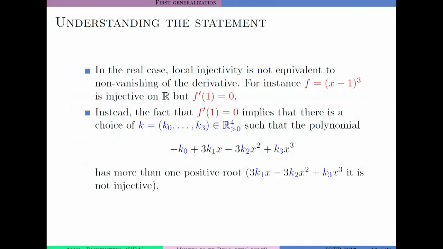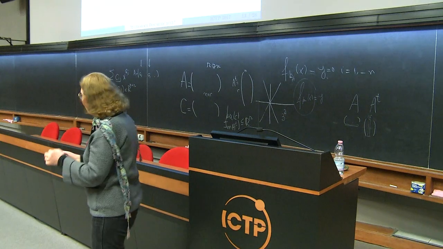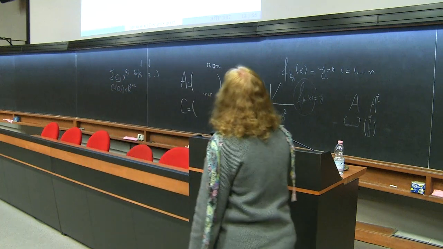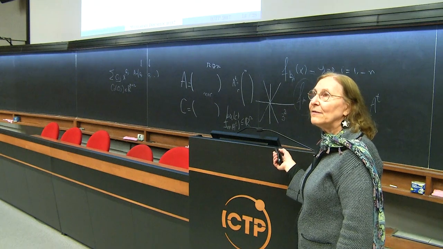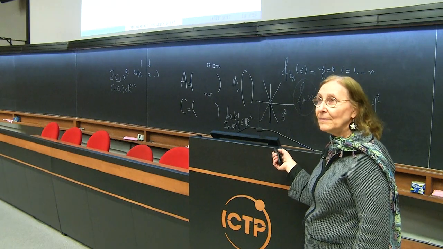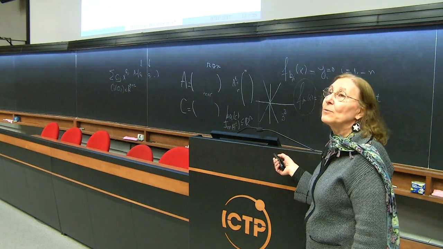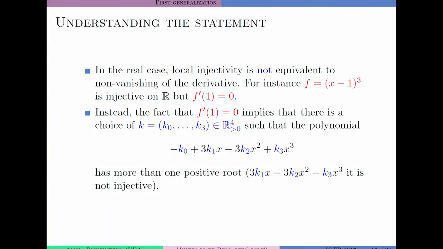So let me try to show you what the statement says. Over the complex numbers, locally a holomorphic map is invertible if and only if the derivative is non-zero, but over the real numbers, this is not true. We can just take (x minus 1) cubed, it's a perfectly injective function, and yet the derivative vanishes at 1. So vanishing of the derivative does not imply that the function is not injective.